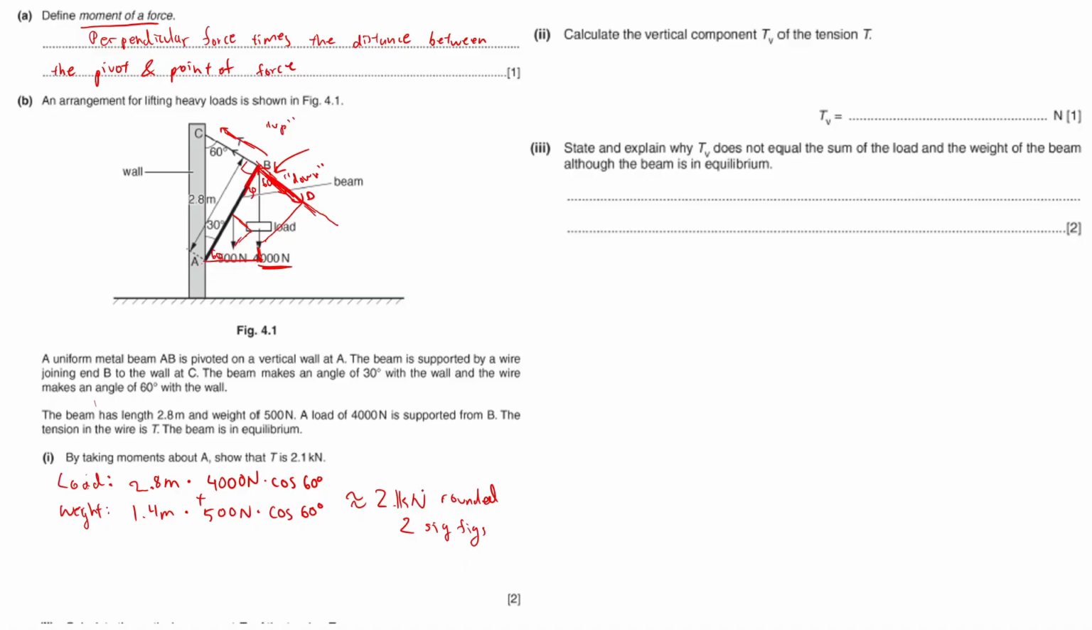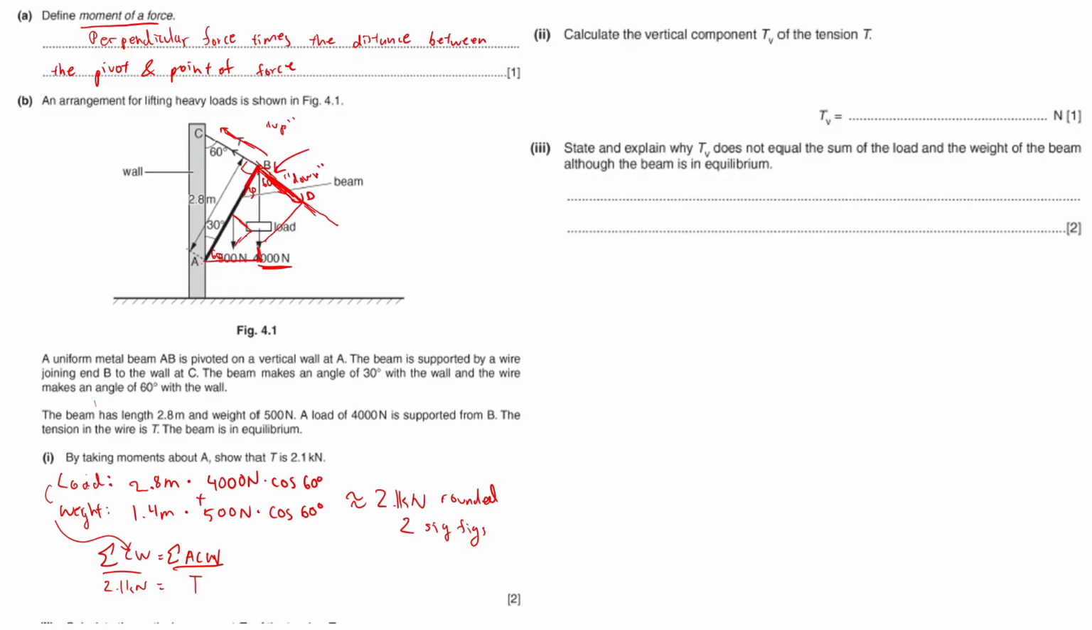And we know this is true because the sum of clockwise moments is equal to the sum of anti-clockwise moments. And we know that the load and weight are the clockwise, and the anti-clockwise is just T. So then if this side is 2.1, so is T.